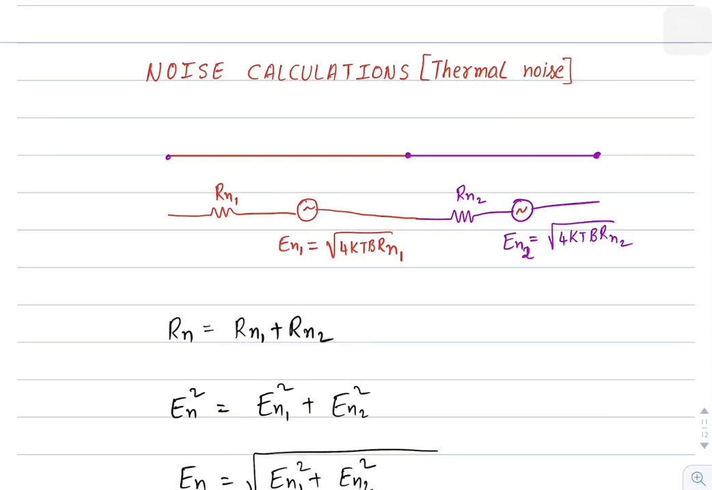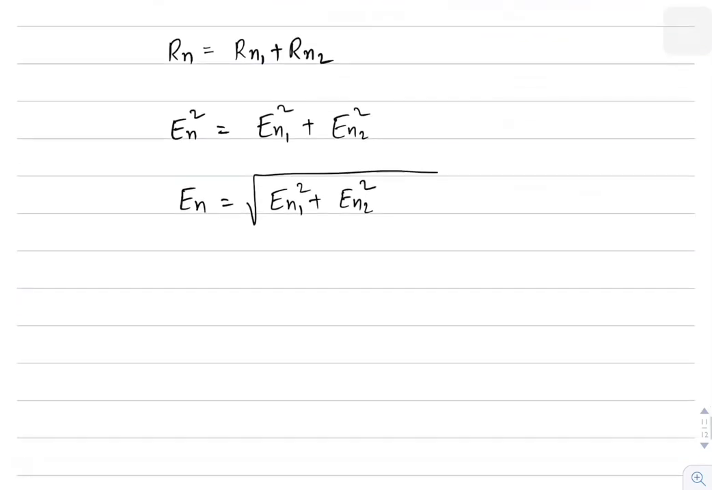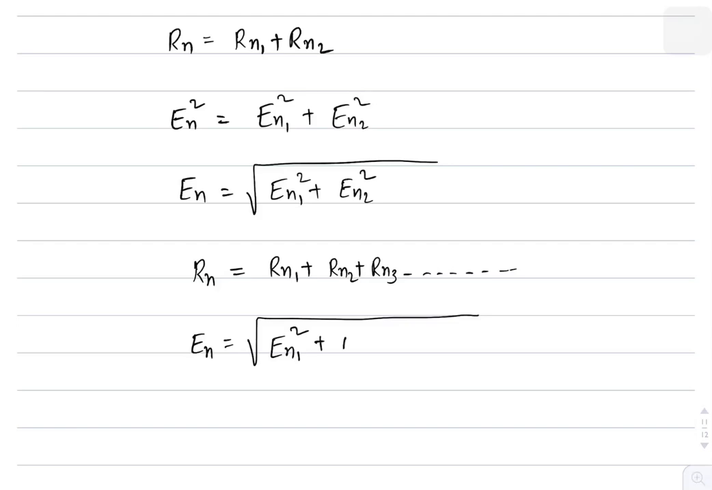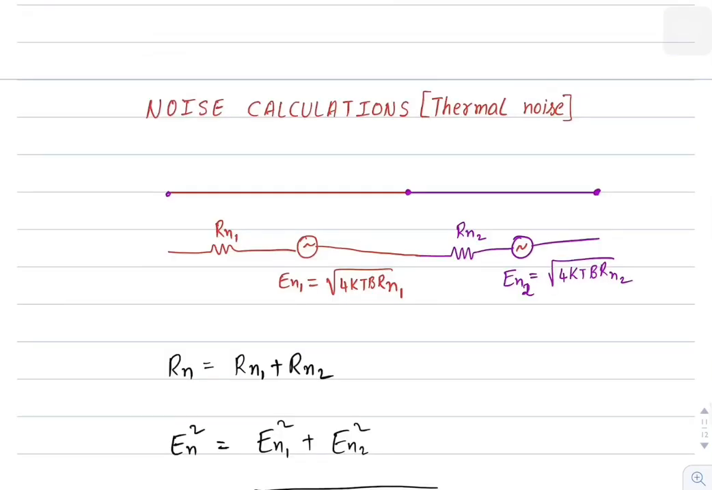Instead of two conductors, if I connect n conductors in series, then the resultant noise resistance Rn equals Rn1 plus Rn2 plus Rn3 and so on. And the resultant mean square noise voltage is En square equals En1 square plus En2 square plus En3 square, and so on. Let us say these two conductors are connected in parallel.